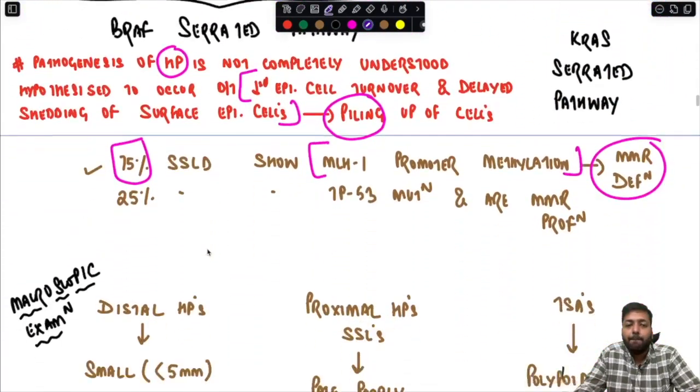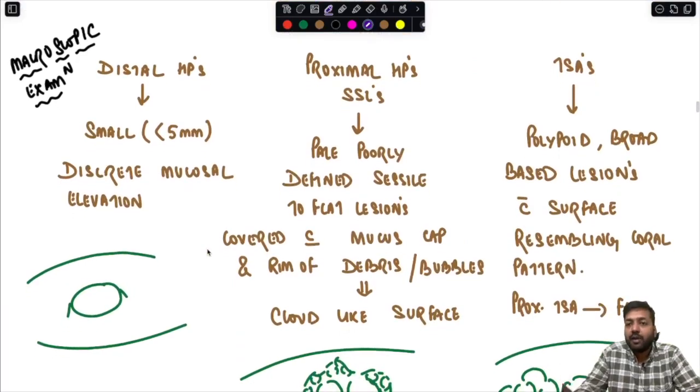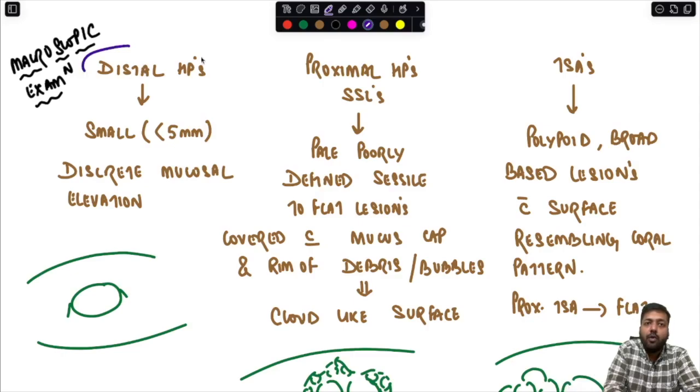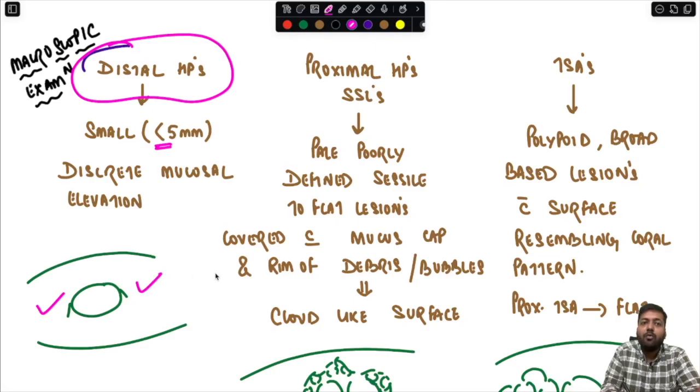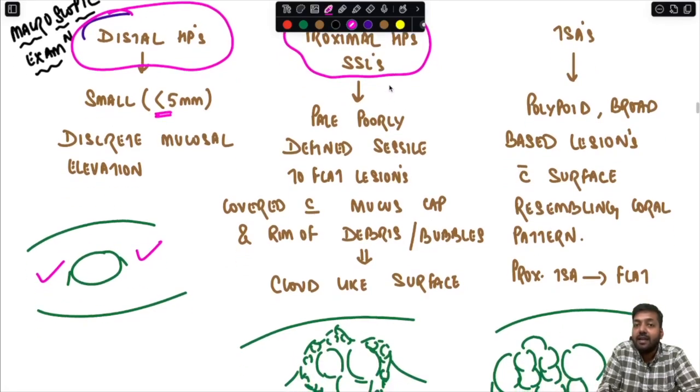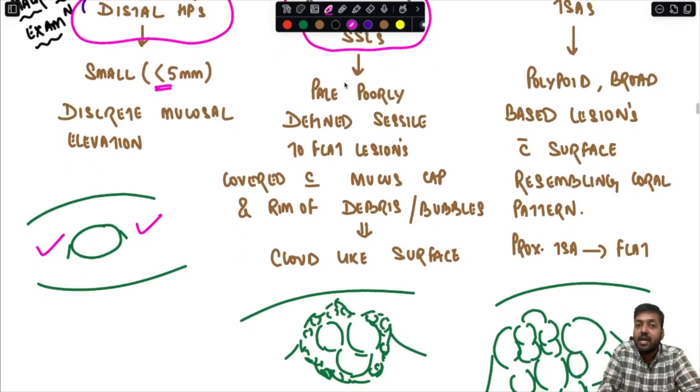Okay. Next, we will see the macroscopic appearance of individual lesions. First we will see the macroscopic appearance of your distal hyperplastic polyp. These are small, less than 5 mm in size, and they present as a discrete mucosal elevation like this. This is about your distal hyperplastic polyps, whereas the proximal hyperplastic polyps and sessile serrated lesions, mainly the sessile serrated lesions, are quite pale and poorly defined. You can see that they are very poorly defined lesions.